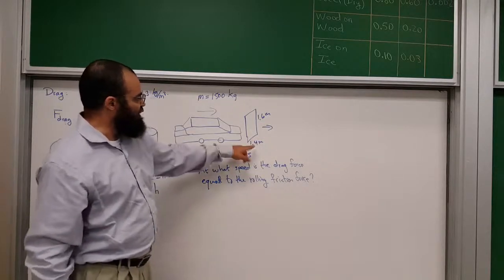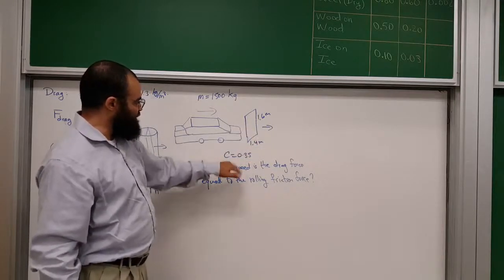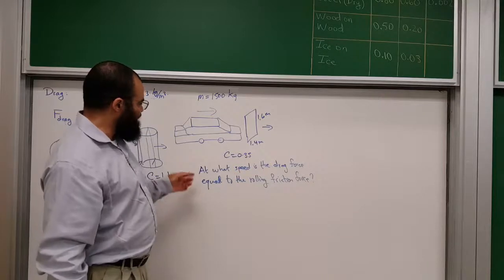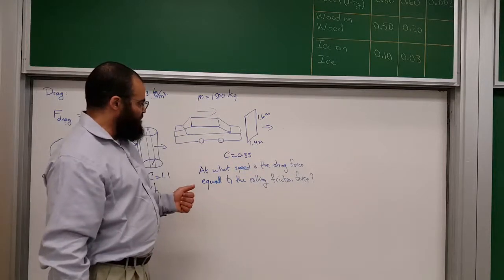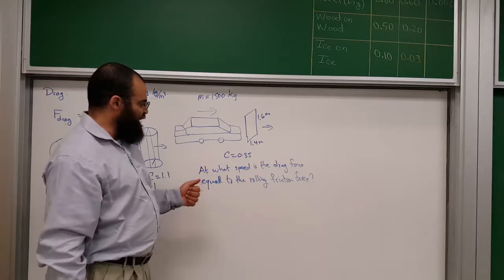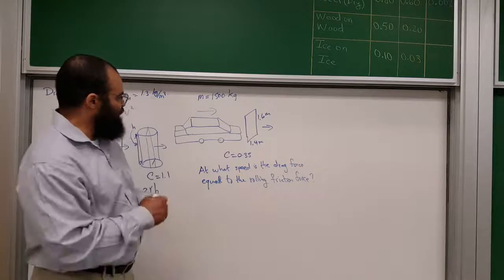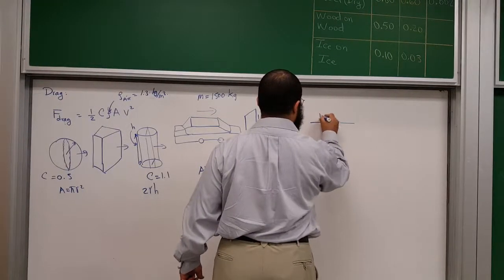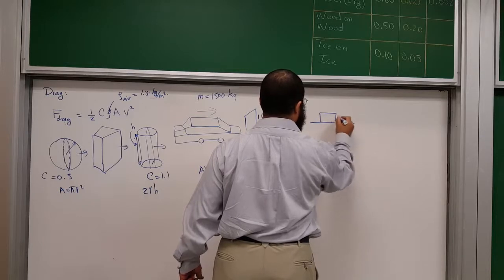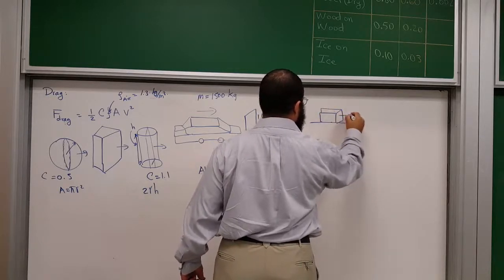So that means the area is 1.4 times 1.6. They give us the drag coefficient, it's 0.35, and then they ask, as the car moves, at what speed will the drag force equal the rolling friction force? First of all, let me just draw the car as a box here. So here is the car, and the car moves this way.